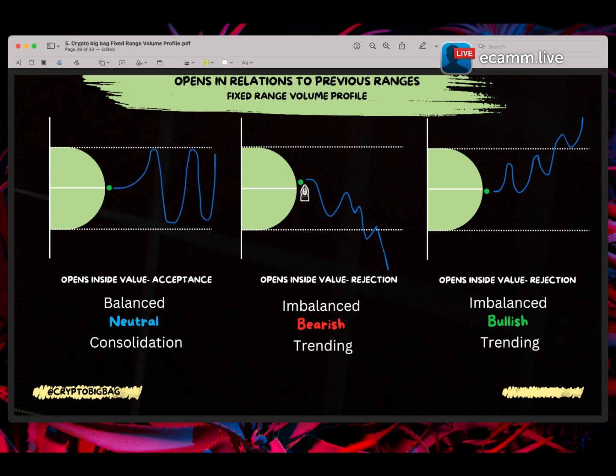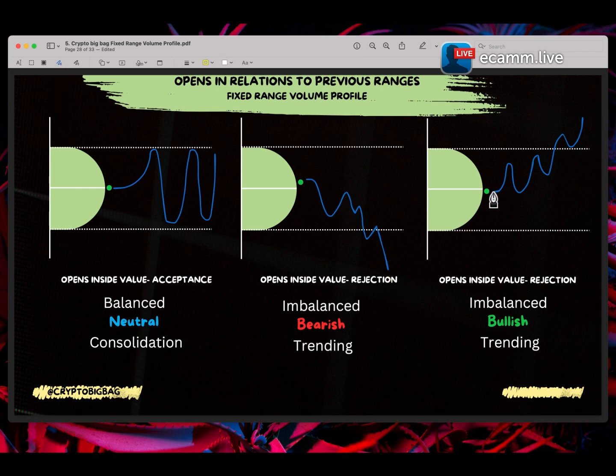What if the market opens inside the previous value and rejects? It opens and price starts going below the value area low, forming an imbalance. Like I explained, breaking the value area low or the value area high is an imbalance. It's going to be a trending move, and in this case, it's going to be bearish. When the market opens inside the previous value and starts breaking the value area low, it's telling you it's an imbalance and a bearish trend.